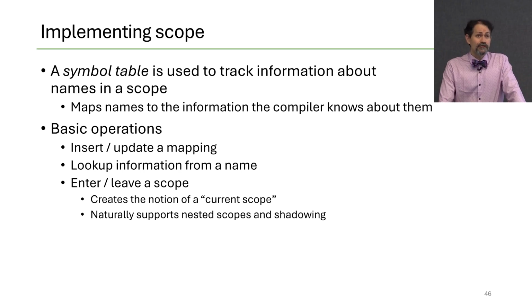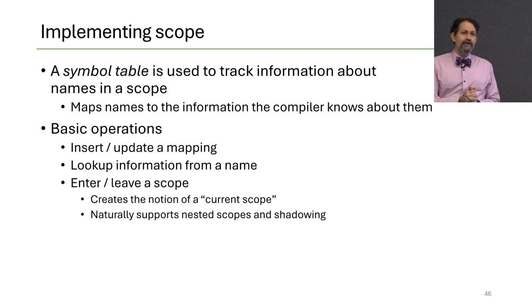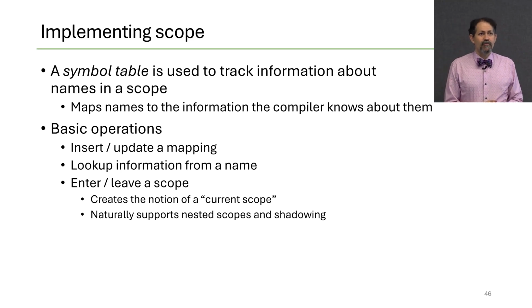A symbol table is typically used to track information about names in a scope. The table maps names to information the compiler knows about them, such as their types, or perhaps in the case of a compile time constant, what the constant value is. This allows some basic operations, such as inserting or updating a mapping from the name to the information about the name, looking up information about the name, and entering or leaving a scope. This creates the notion of a current scope, which is often used inside a compiler and naturally supports ideas such as nested scope and shadowing.